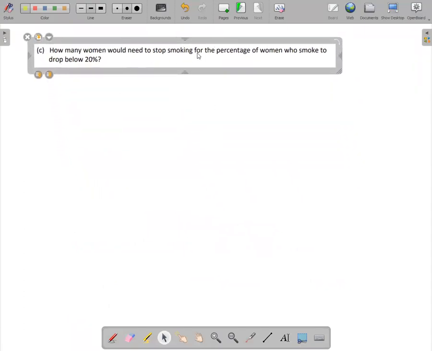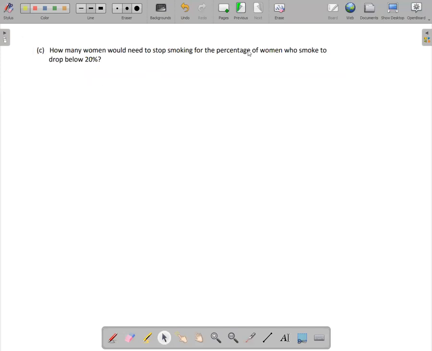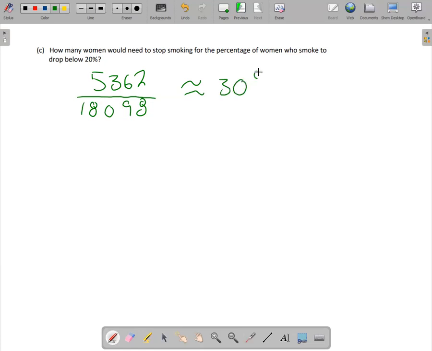All right, how many women would need to stop smoking for the percentage of women who smoke to drop below 20%? Okay, so right now the percentage of women who smoke is about 30%. And how do we find that again? We took that 5,362, numbers divided by the 18,098. Okay, and that came out to be about 30%.